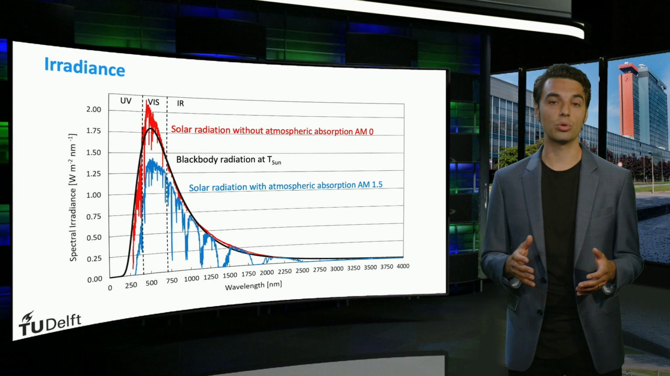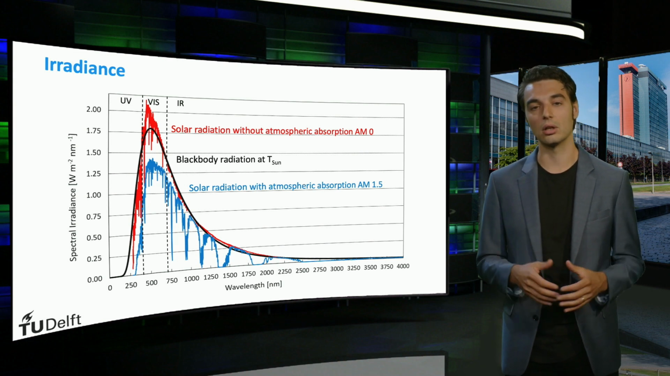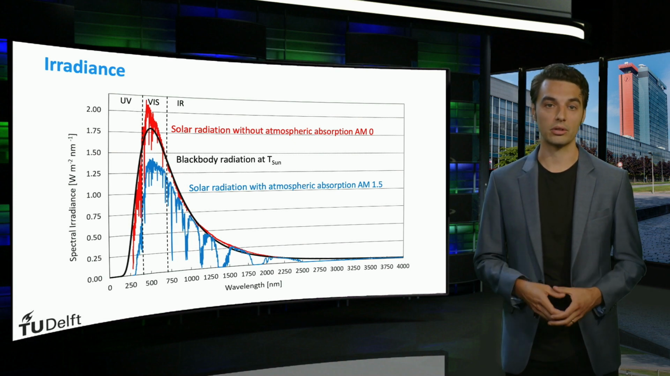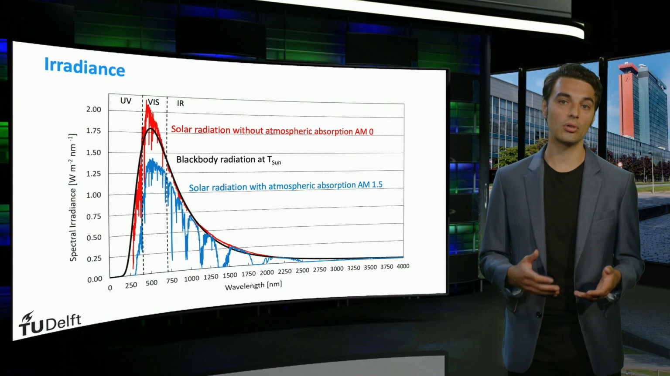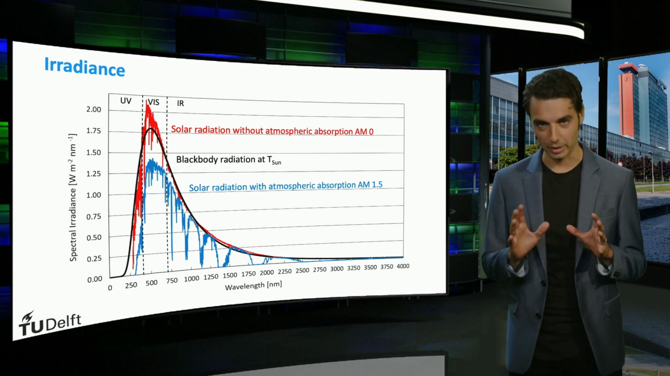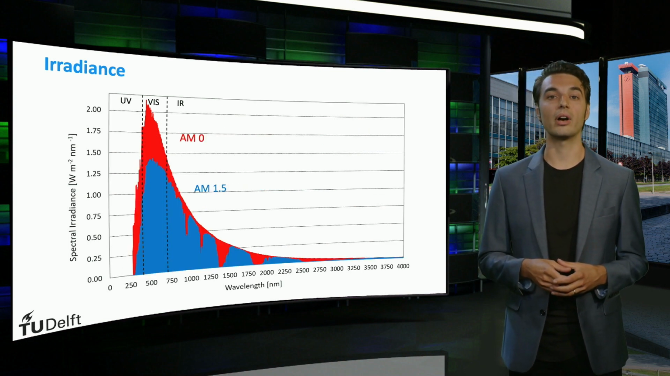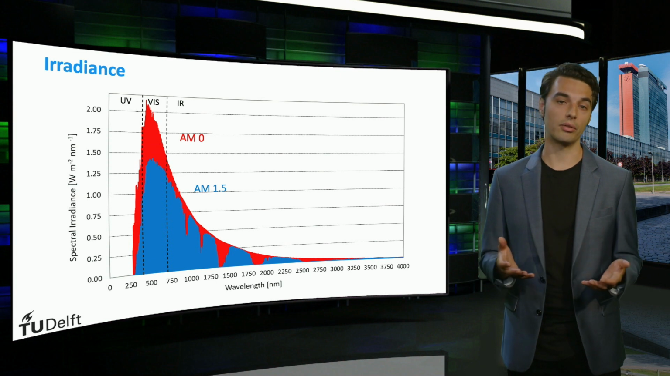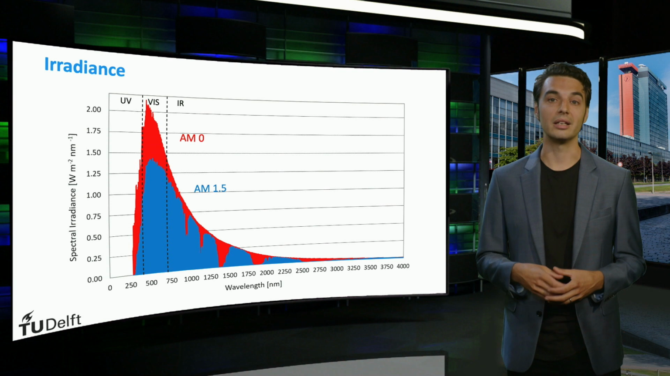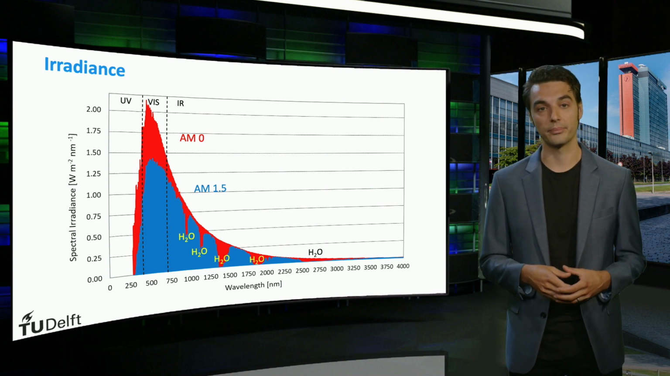If we look at the spectral irradiance on the surface of the Earth, we can see that the irradiance is significantly lower. The shown spectrum is known as the AM1.5 spectrum. It includes absorption of light by particles in the Earth's atmosphere. Let's look at this absorption in a bit more detail. A large fraction of the visible and ultraviolet light is absorbed, while in the infrared part of the spectrum the absorption is more concentrated. These absorption bands are caused by specific molecules in the Earth's atmosphere.